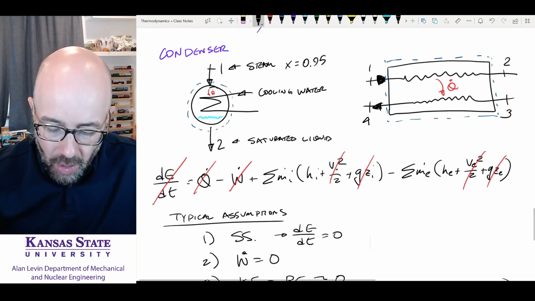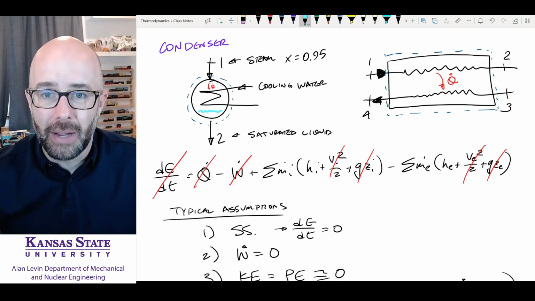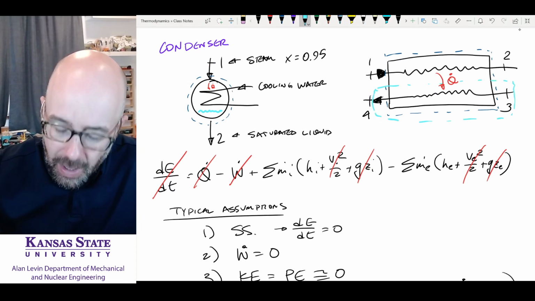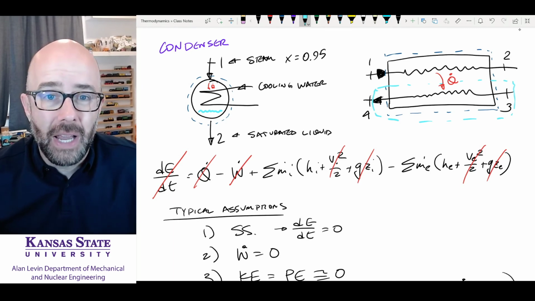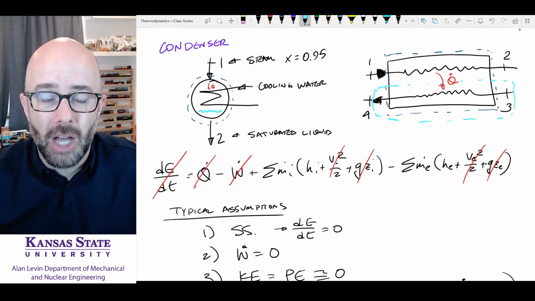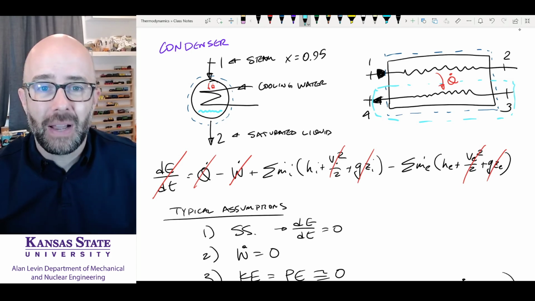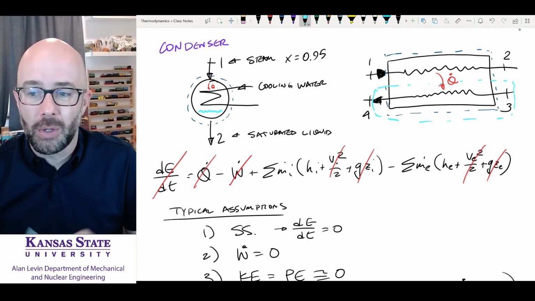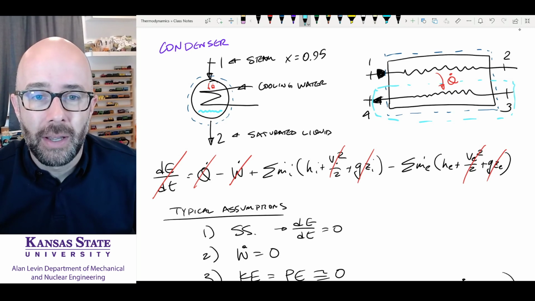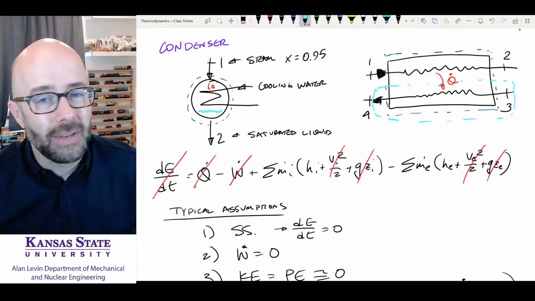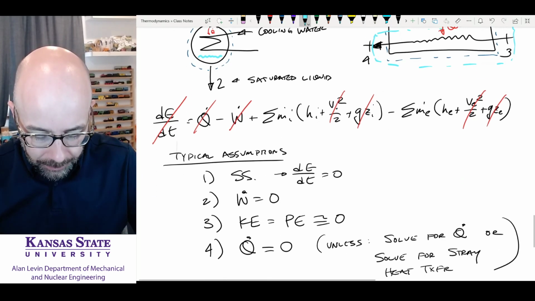Now, if I wanted to isolate one of my flows, say I only want to look at this bottom flow, of course there I'm going to have heat transfer coming into this flow from the top flow. But if I look at the whole enclosure, I have to think about what's coming in or what's going out. So think about that with heat exchangers. It's very important. The phrase you're looking for is whether there is any stray heat transfer. Then you're solving for Q dot. If not, we're going to assume that it's equal to 0.